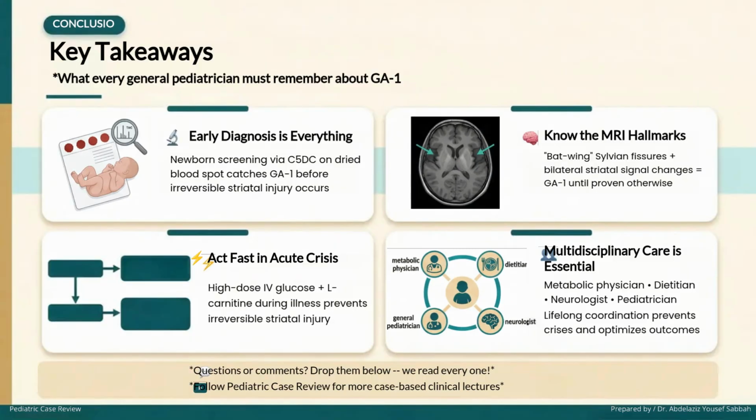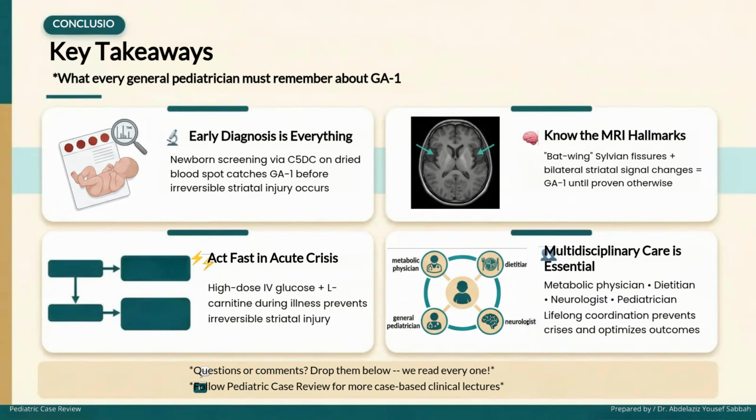Let us now summarize the key takeaways from today's lecture. First, early diagnosis is everything. Newborn screening via glutarylcarnitine on dried blood spot catches Glutaric Acidemia Type 1 before irreversible striatal injury occurs.